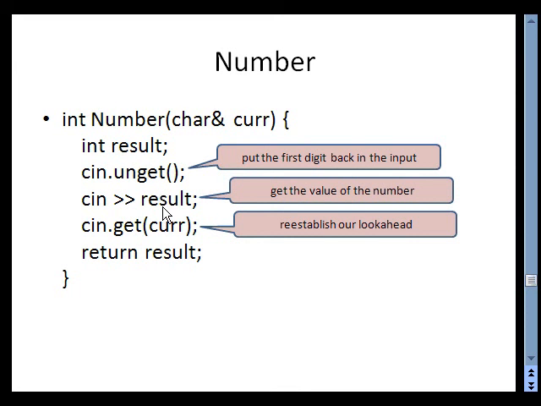Then this reads the integer and puts the evaluated result into this variable. This reestablishes our lookahead, so we get a character into current again. It'll be the character right after the end of the number, and then we just return the value that the system picked up for us. So it's really easy.